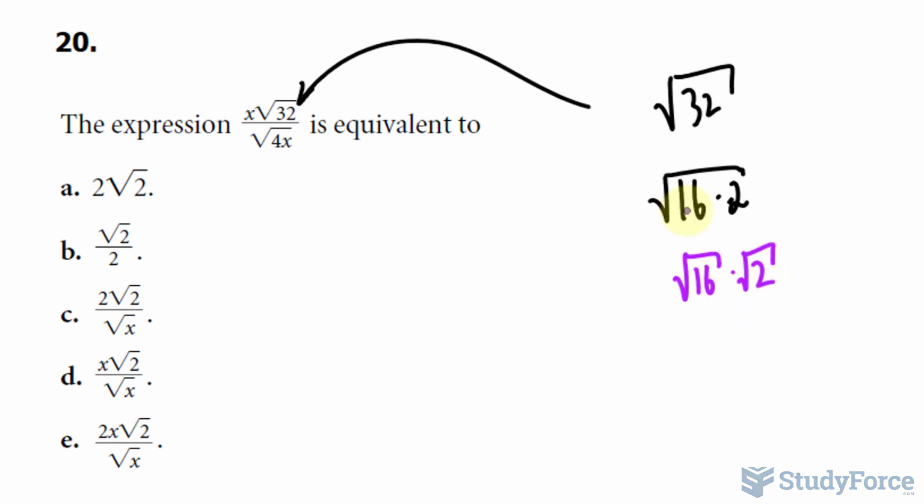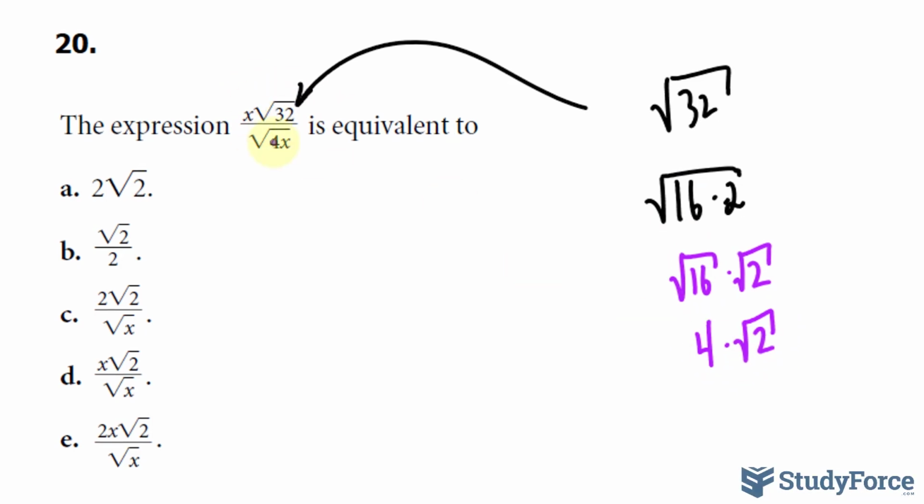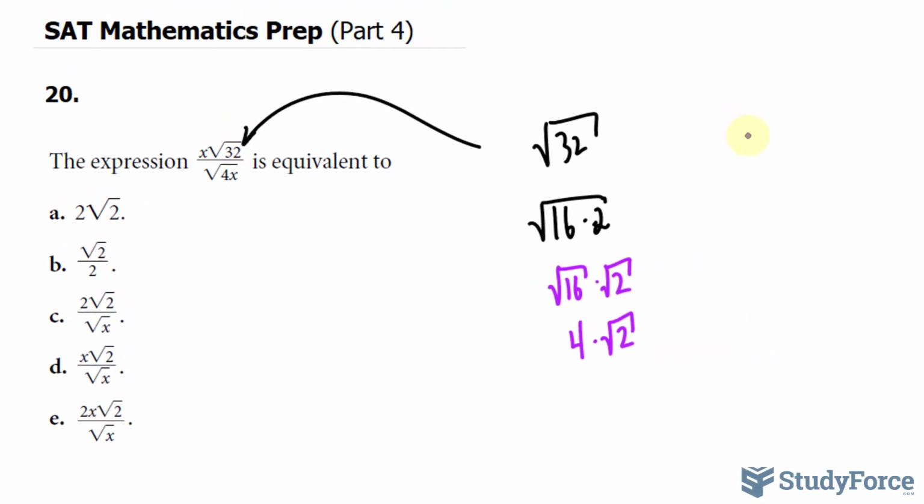The square root of 16 is 4. 4 times the square root of 2. That's what I've reduced that down to. So I have x times 4 times the square root of 2. That's the top part. In the bottom part, we have the square root of 4x, again using the same property as before. Essentially, it's the exponent laws that we're using here.